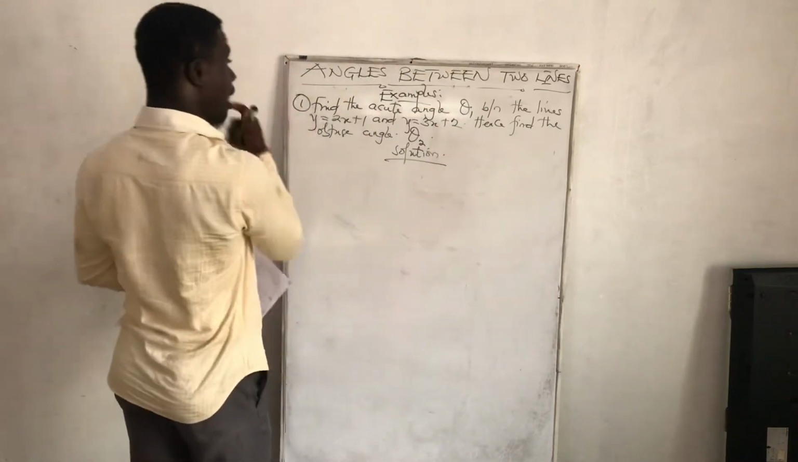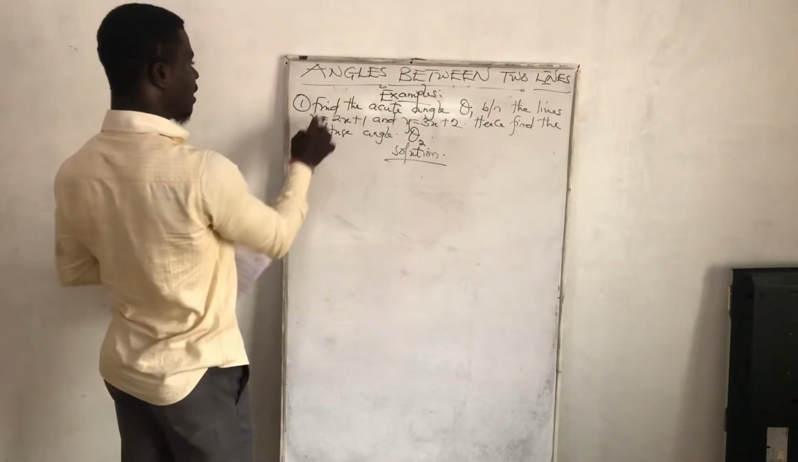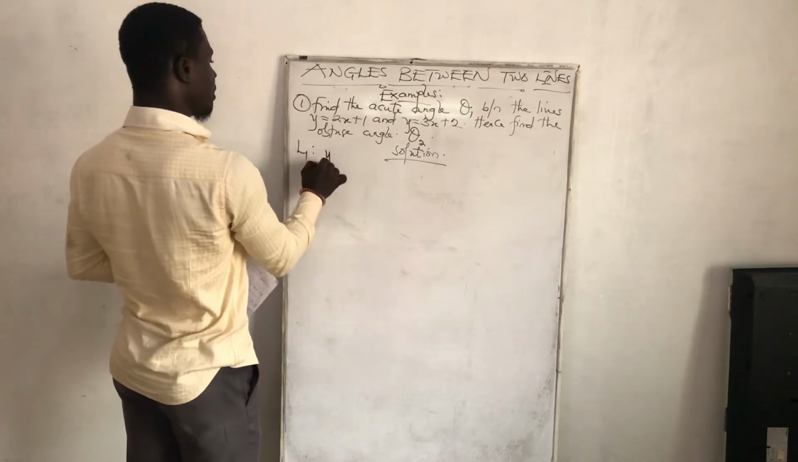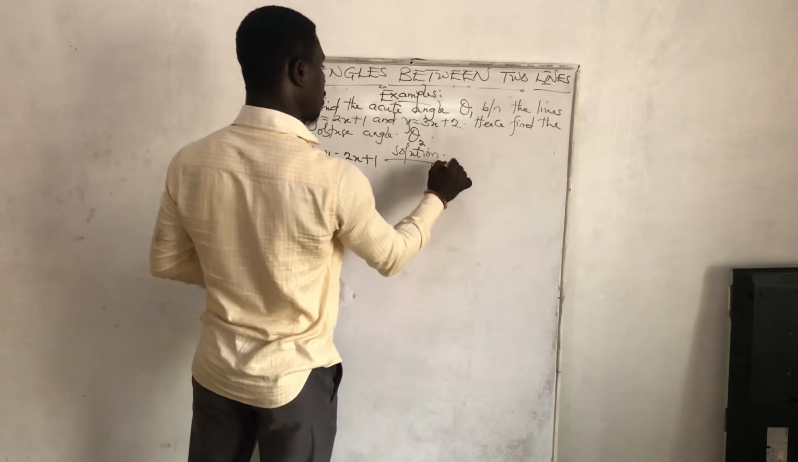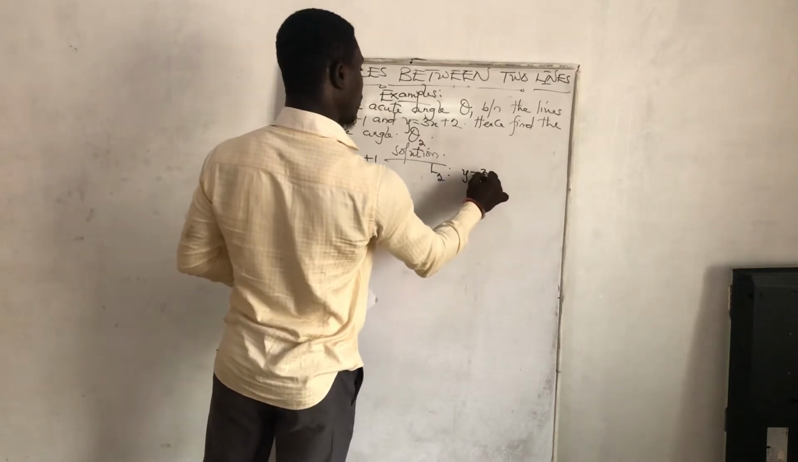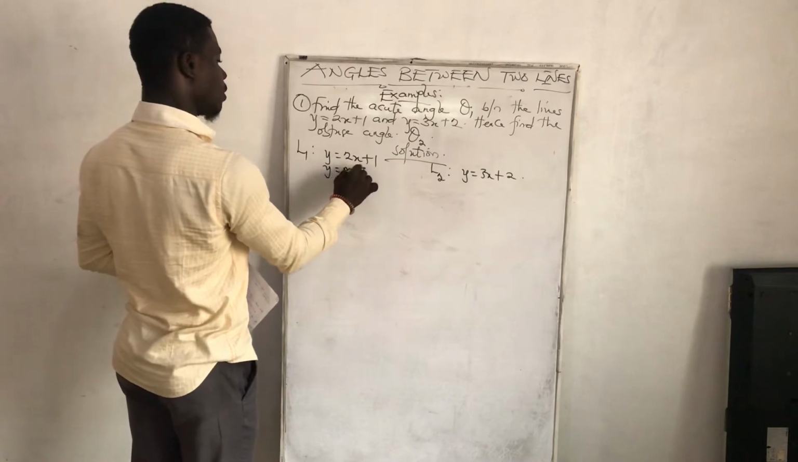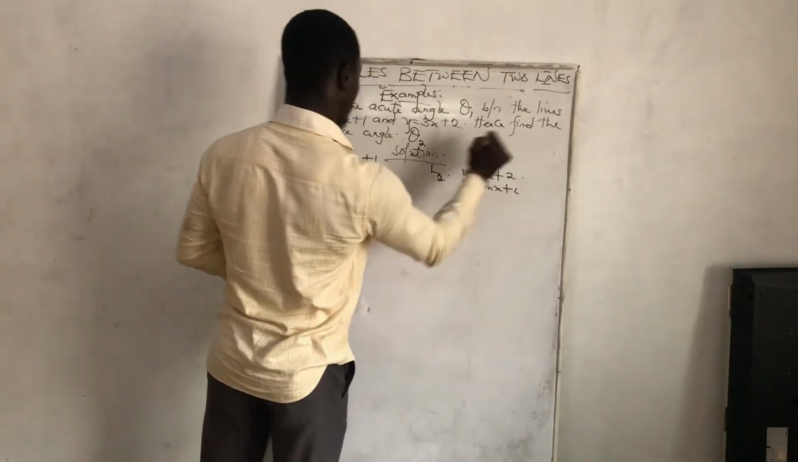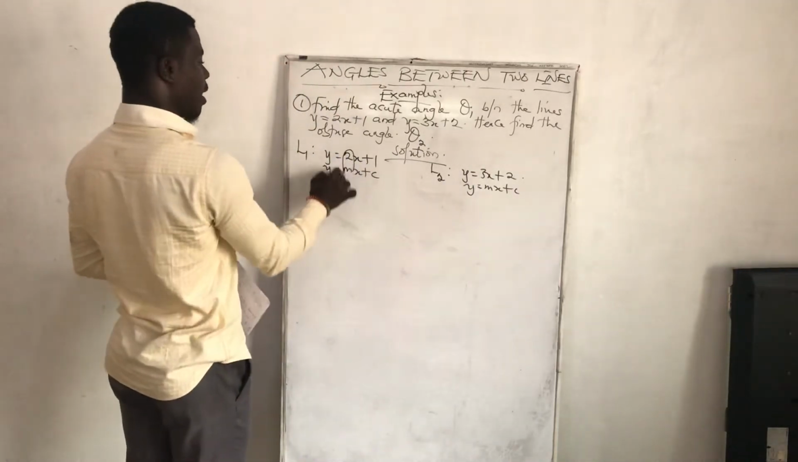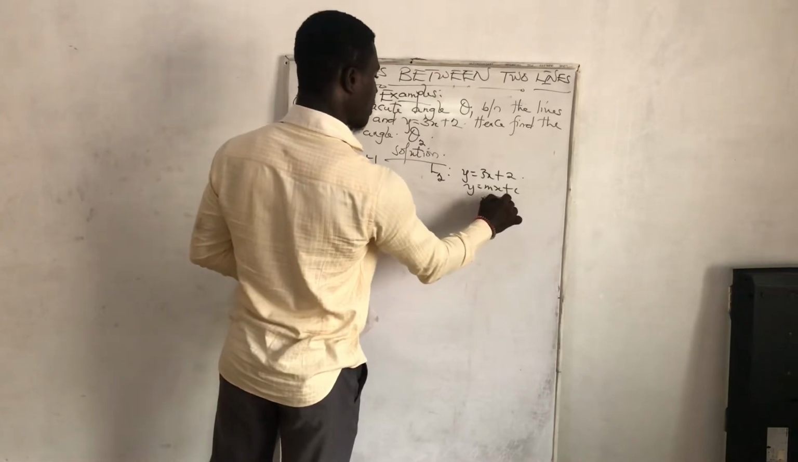Now, we have the lines. We can obtain the gradient from the lines given. So let's say L1 is such that y equals 2x plus 1. Then L2 is such that y equals 3x plus 2. Now, this one is in the form y equals mx plus c, and this one too is in the form y equals mx plus c. We can take our gradient, which is m equals 2, then here, m equals 3.